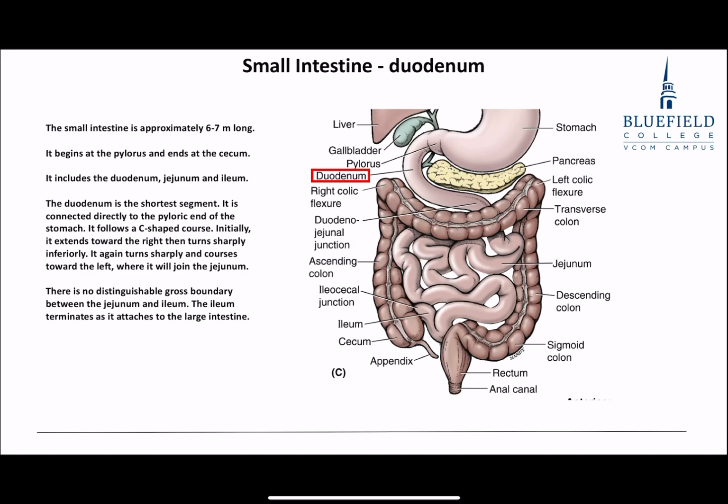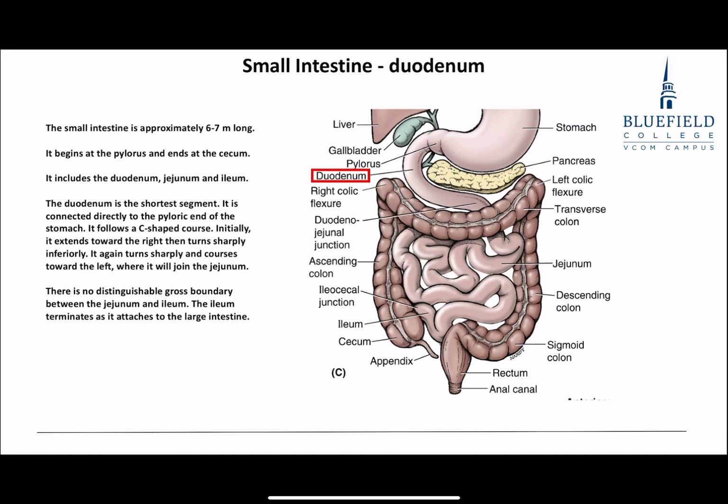We'll go through them. You can write these down. So there's this superior region, the first part, and you can say superior or first part. Those people would know what you're talking about. So here's the first part. It's horizontal here. And then it turns sharply and descends. This is the descending portion or second part of the duodenum.